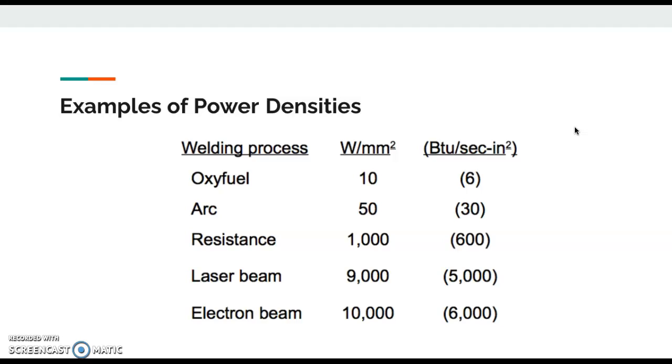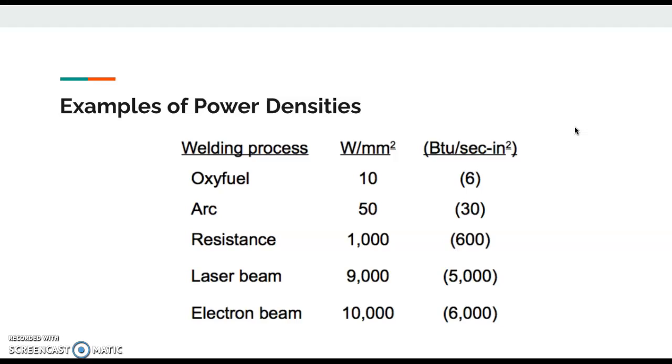So oxyfuel, which is the thing that you would normally see, somebody has a torch. There's a little triangular flame coming out of, or conical flame coming out of the tip. And that's usually used to cut, though it can also be used to weld. That's what you're going to be looking at when you see oxyfuel.